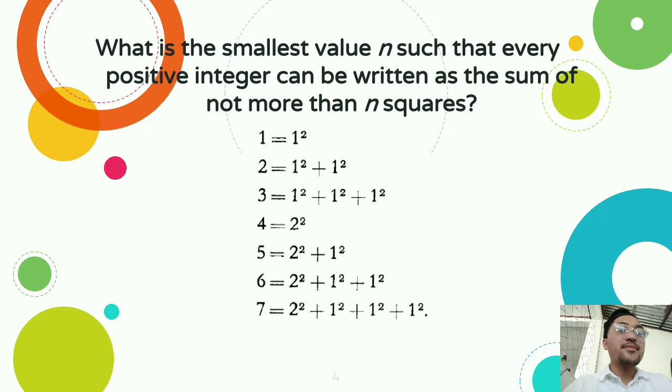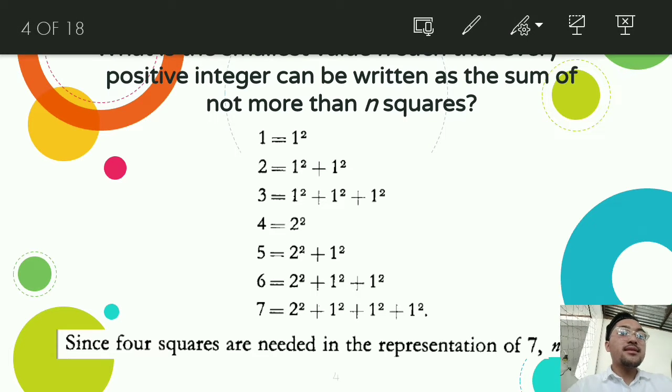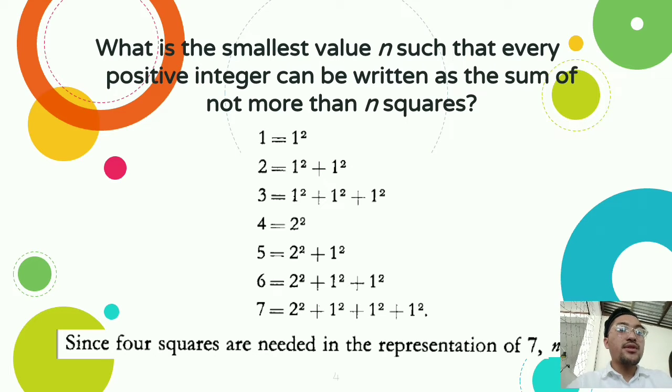Since 4 squares are needed in the representation of 7, n is greater than or equal to 4. If you look at the numbers on your screen, the numbers are 1 to 7, and up to 7 you need four squares.